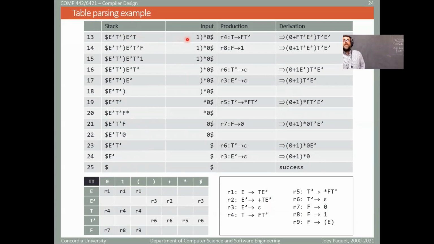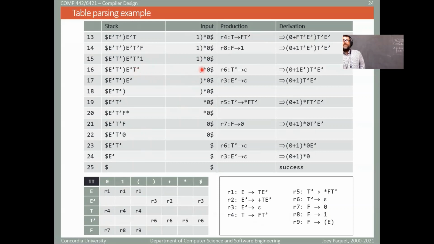Now I have T and 1. T1 is rule number 4. Replace T by F T prime. Pop the T, replace it by T prime F. And I have F1. Again, the derivation steps are being done here, and the rules I have applied to do this transformation step. So F1 is rule number 8. Replace F by 1. Pop the F, push the 1. 1, 1 is a match. So I pop this and I go to the next token.